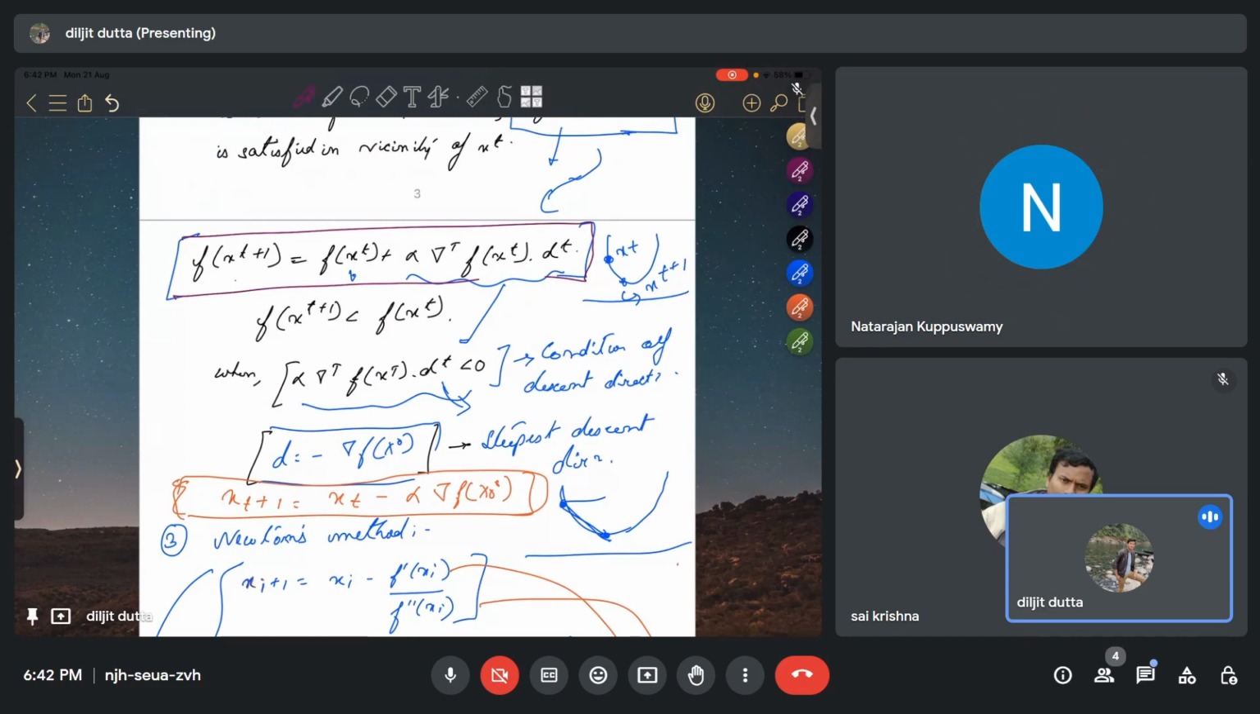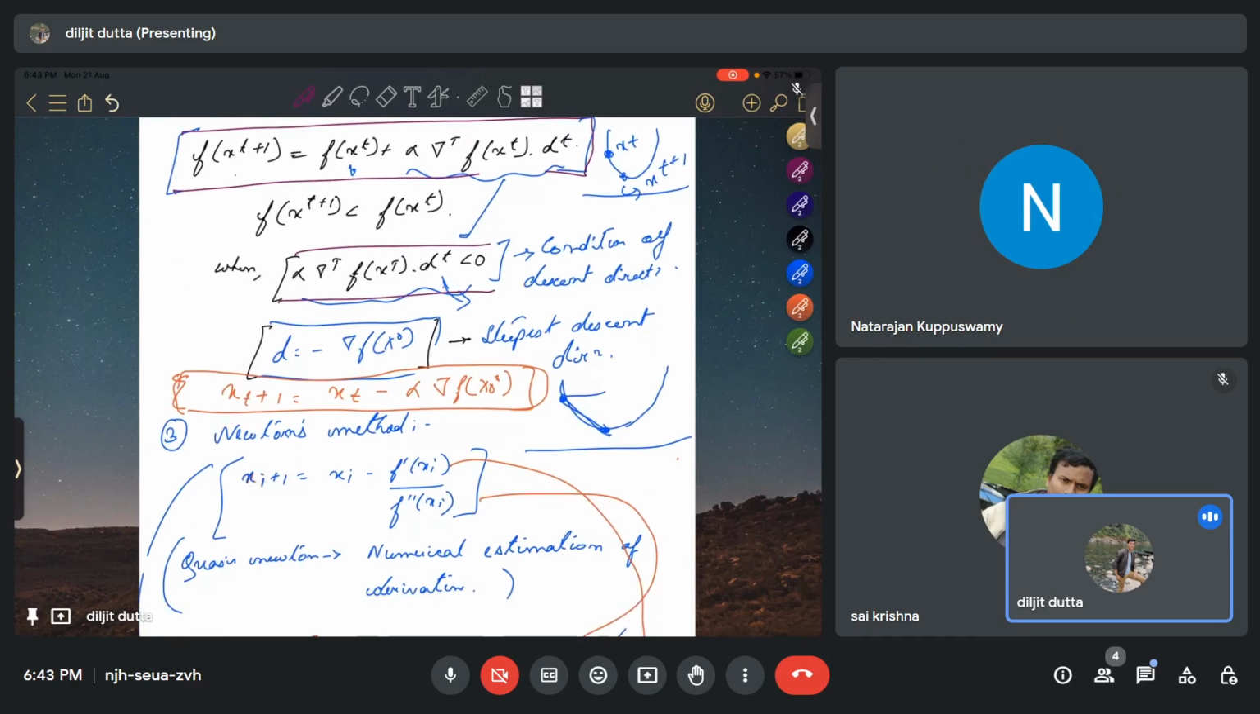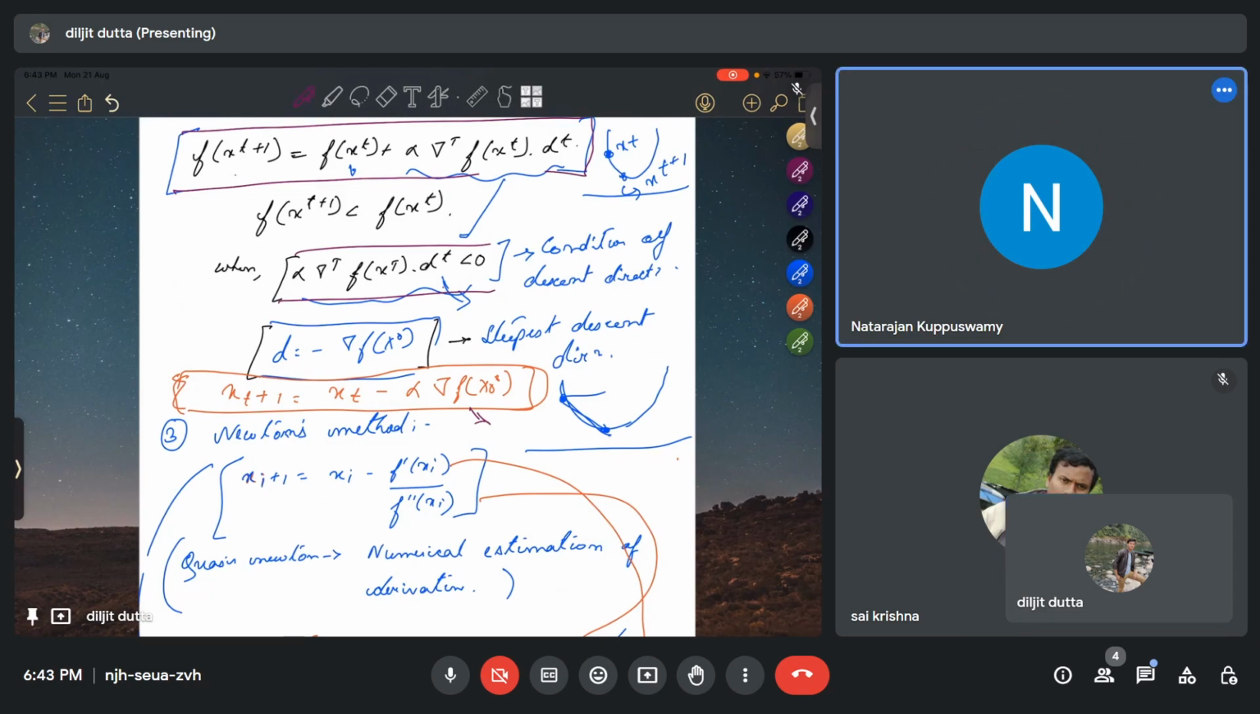The function f of x t plus 1 is equal to f of x t plus alpha into del of f of x t into dt. So from there it comes how we get the value of dt. It comes from this condition. But when I calculate the points, that is, at what point we will get the minimum, for that we will take only one derivative: x t plus 1 equal to x t minus alpha into del of f. That's all.